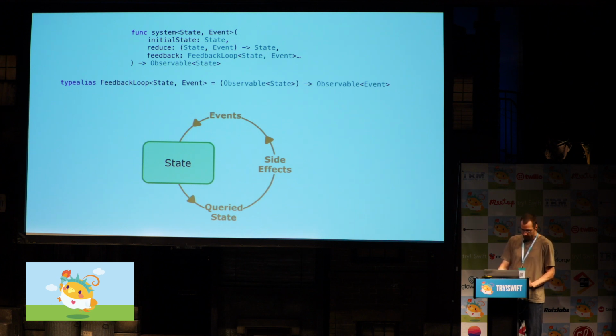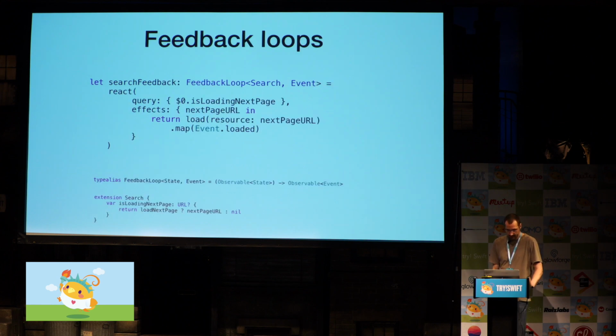Okay, so this is how feedback loops work. Remember that first feedback loop that I've shown you previously? The good thing is that more than 90% of feedback loops have exactly the same pattern, and we've named it react. We could have named it anything. So what you're doing is, you have a query upon state, and that query returns something that is nullable. In case the value that you are returning is nil, then you intuitively assume that you really shouldn't be performing any side effects.